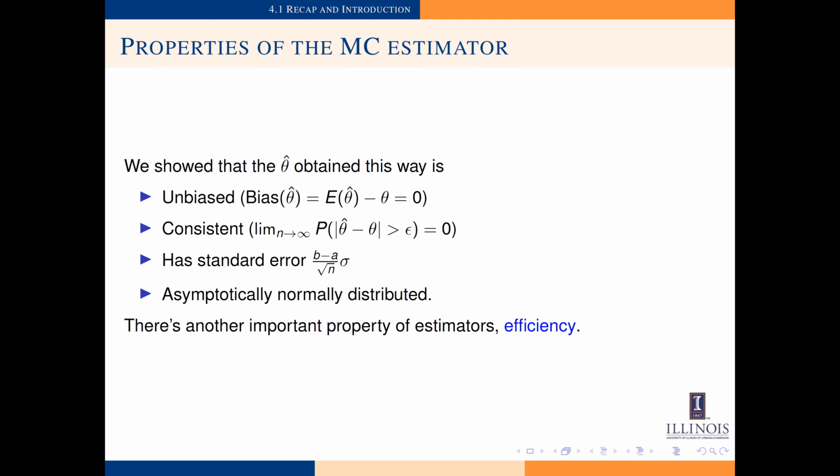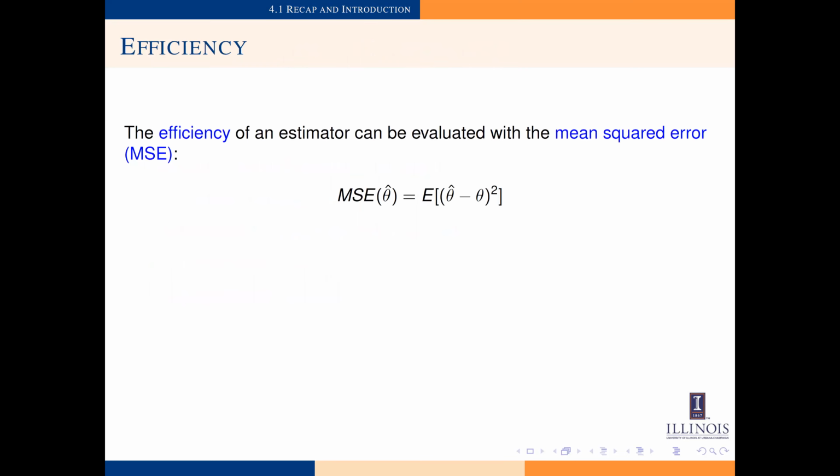As I mentioned last time, there is another important property of estimators that we haven't touched on, and this is the efficiency of estimators. In general, the efficiency of an estimator can be evaluated using the mean squared error, or the MSE. The MSE of a theta hat, which is used to approximate a true parameter theta, is given by the expectation of the squared difference between the two.